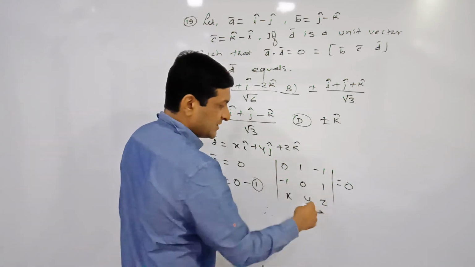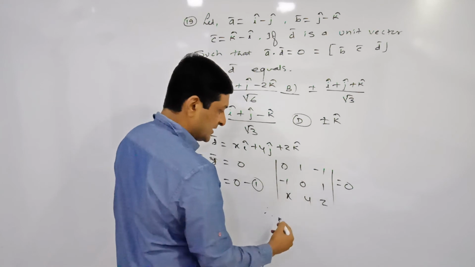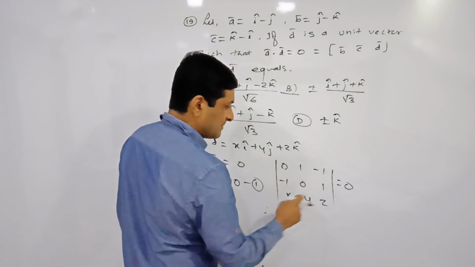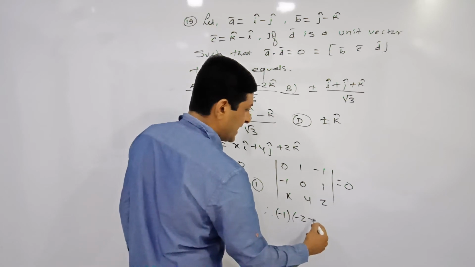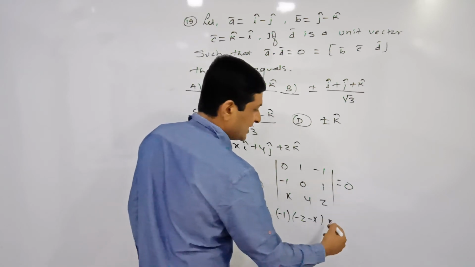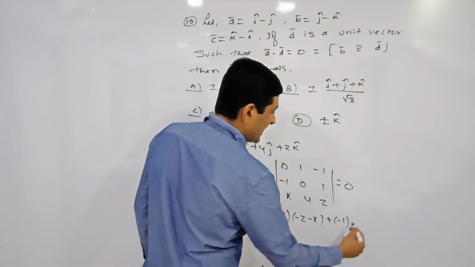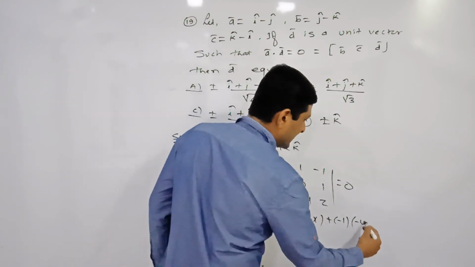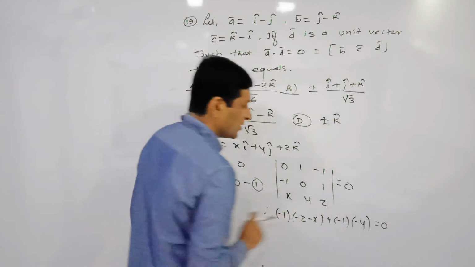Now 0 into any term will be equal to 0. Here plus 1 is there, so we are taking minus 1. So delete this column, minus z minus x. So minus z minus x. Here minus 1 is there, so write down minus 1 as it is. Delete this column, minus y minus 0 will be minus y. On the right hand side 0, keep it as it is.